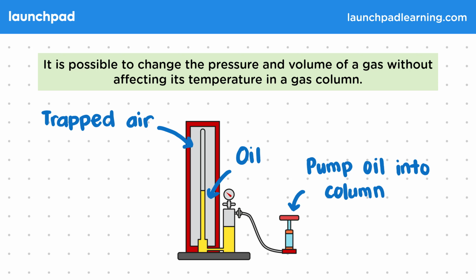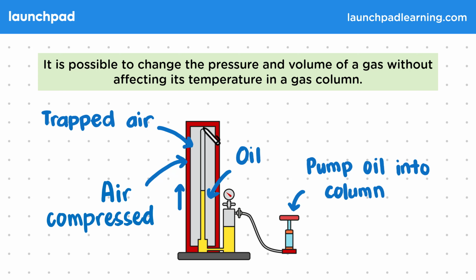By using this method, we won't affect the temperature of the air directly or indirectly, but it will be compressed and decrease in volume as the oil takes up more space in the column. We can then study how the pressure of the air has changed. Though another way to think of this is that by pumping the oil, the force pushes it against the air, so the air has to change its pressure to balance this in some way.